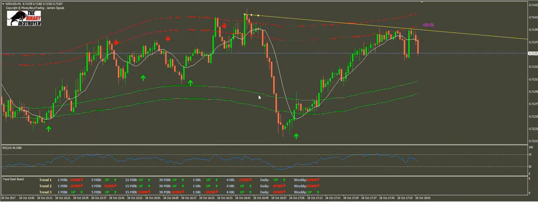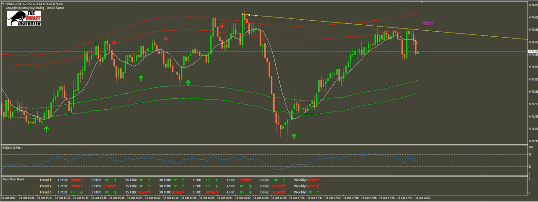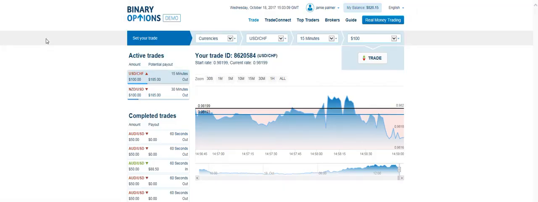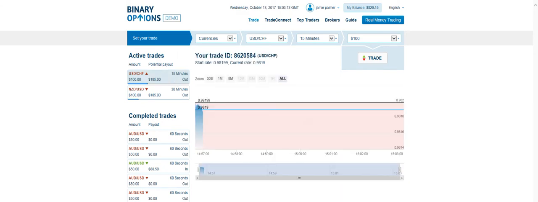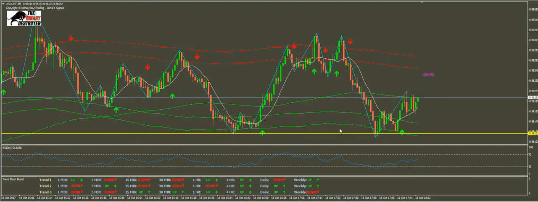Now you see how the price has dropped again. So let's have a look at where these trades are in the money. So USD CHF is in the money. Let's just have a look. USD CHF is rising now. You see that? It's rising. It's nice.